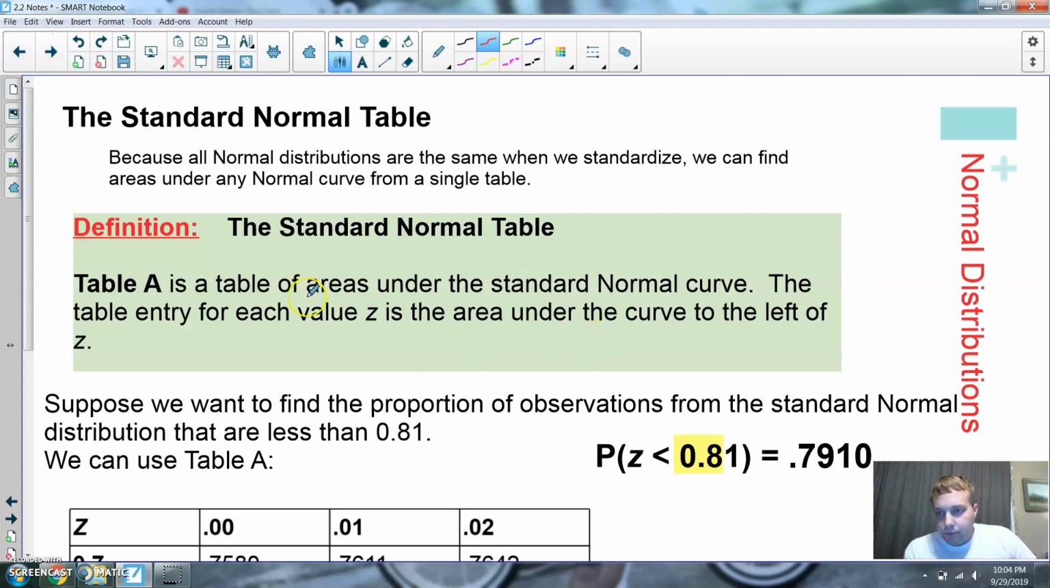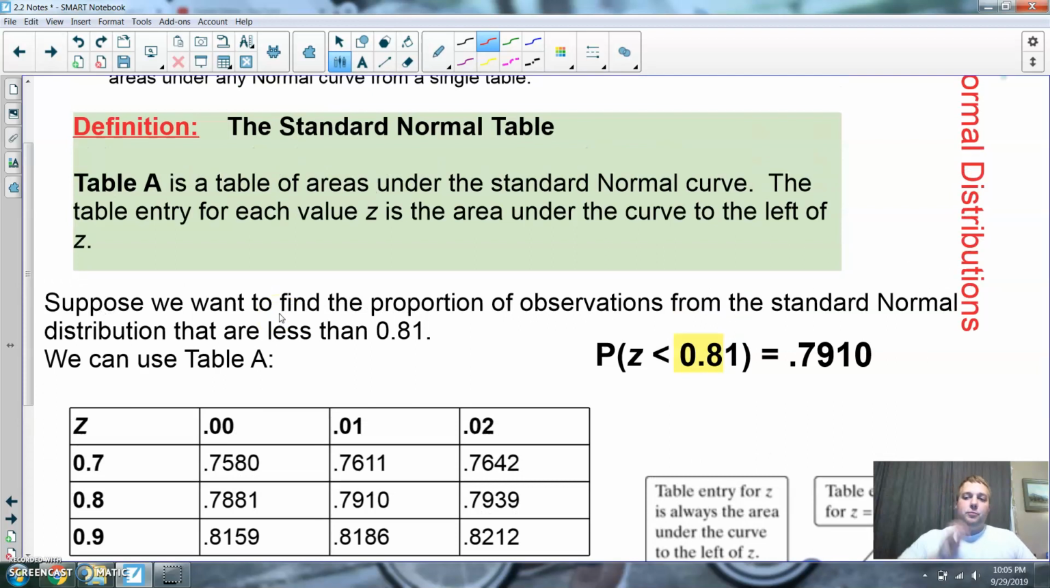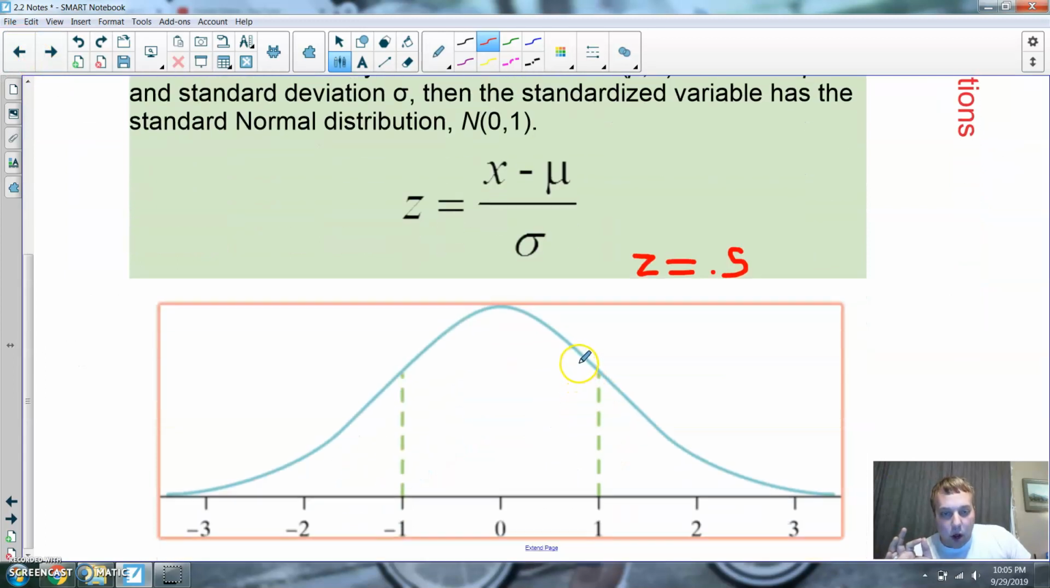Here's how you do it. Suppose we want to find a proportion of observations from the standard normal curve that are below 0.81. Now I'm going to go back here. I know I'm flipping around and you guys are getting lost. 0.81 is going to be right about here.